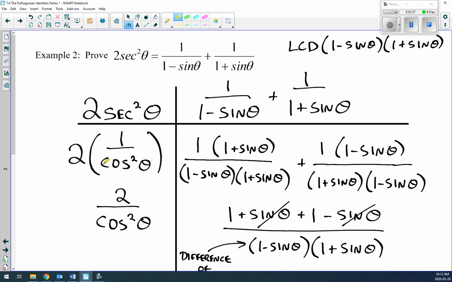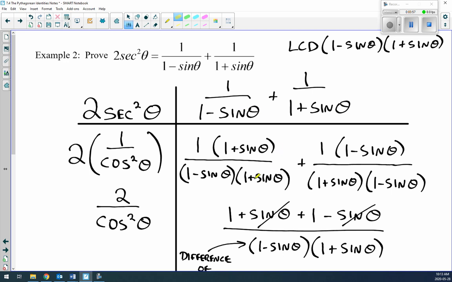Sorry, I changed secant to 1 over cos, and then I multiplied by 2, so 2 over cos squared theta. Okay, that works. Now look over here. Oh boy, we have this plus this. So how do we do that? Well, we have to find a common denominator. So our common denominator is 1 minus sine theta and 1 plus sine theta.